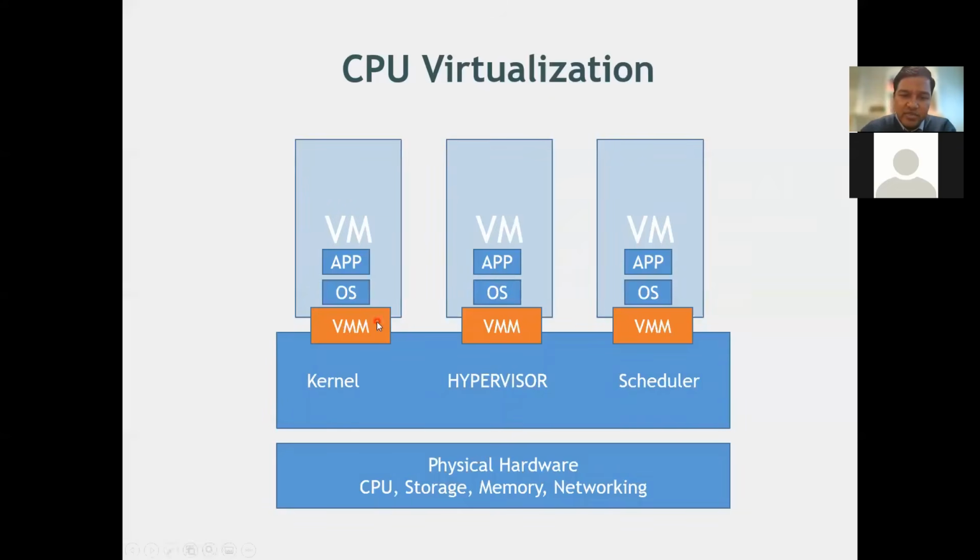So as I said, CPU virtualization is basically we have physical hardware, and on top we have a hypervisor. We can have a kernel and scheduler, and there is a virtual machine manager. On top we can create VMs and install apps. We can install one type of OS, and we can install another type of OS, and another type of OS. So this is how the CPU virtualization architecture looks.